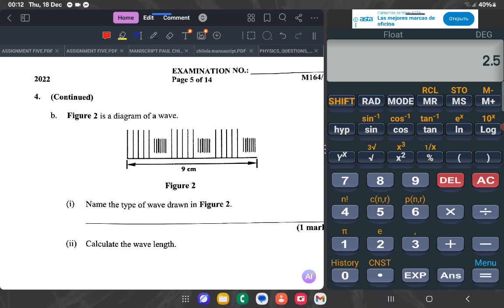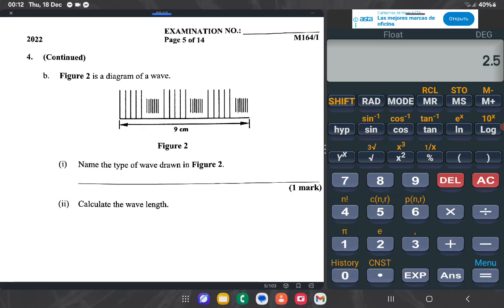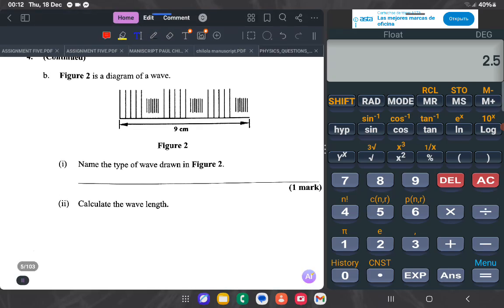Question number 4, figure 2. This is question number 4b. Figure 2, which is this one here, is a diagram of a wave. So we have this diagram here of a wave.